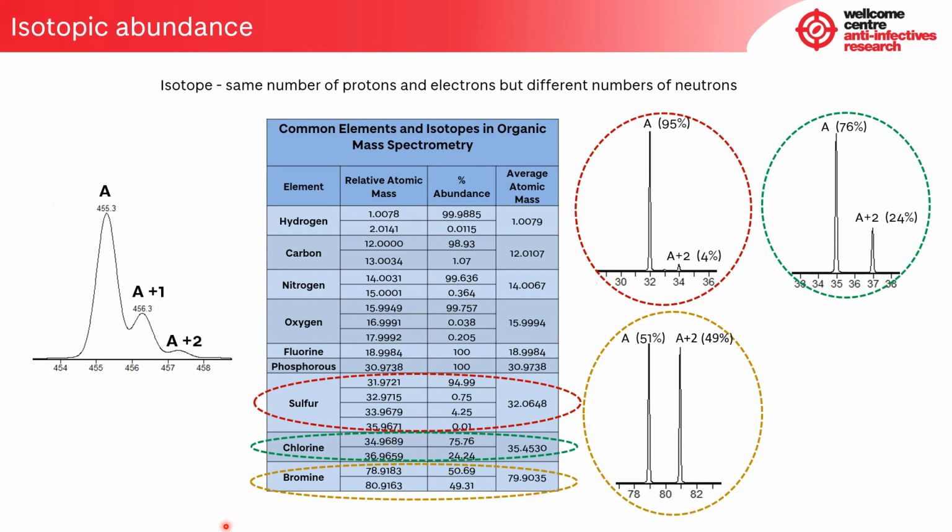Bromine again has 2 isotopes, 79 and 81, which are of roughly equal intensity, and a single bromine would give a pattern as shown highlighted in the brown.